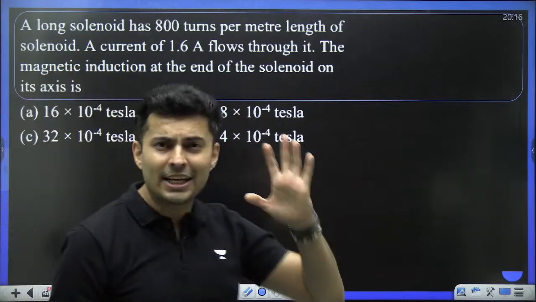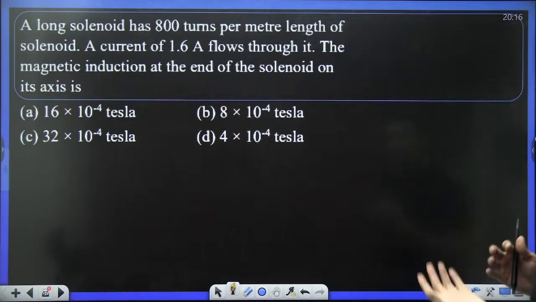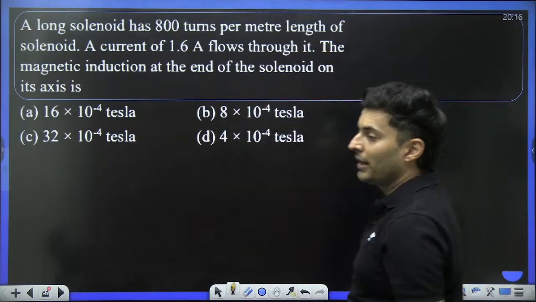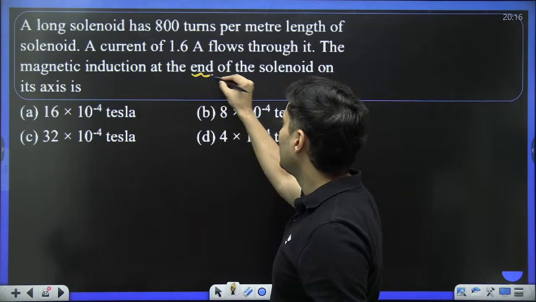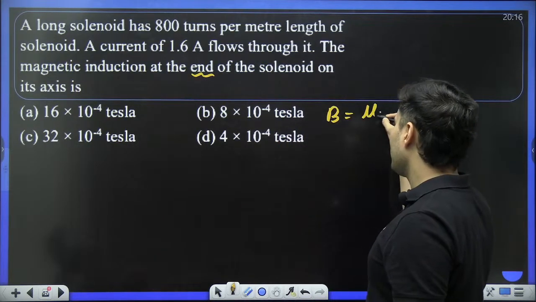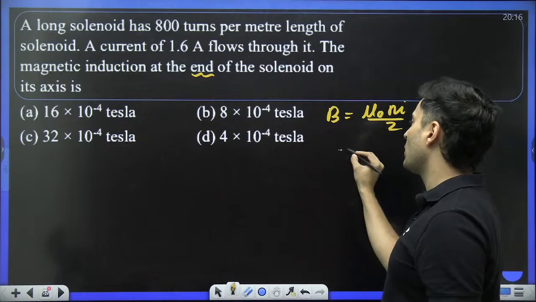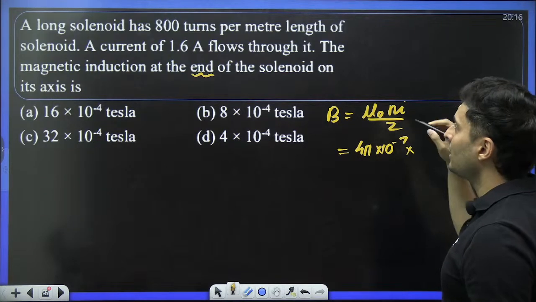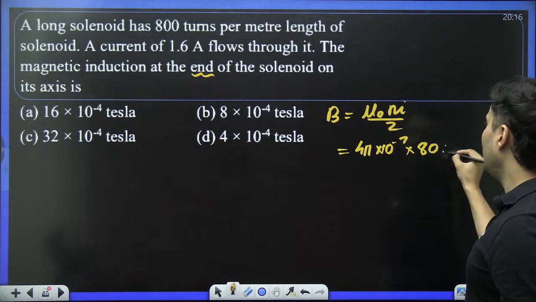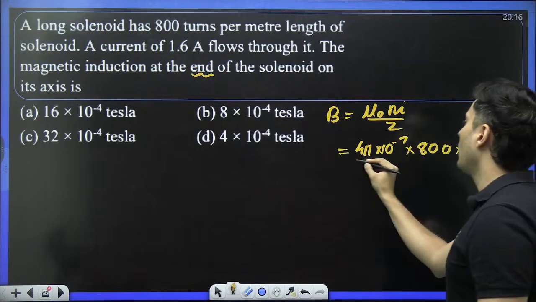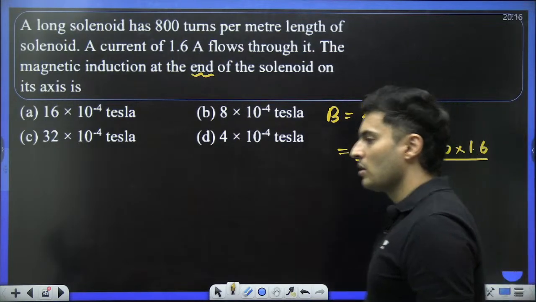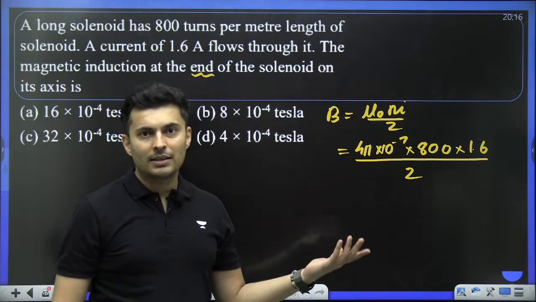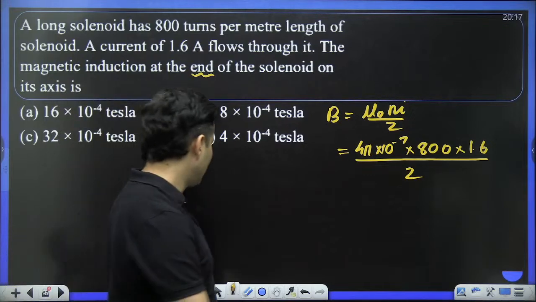Long solenoid having 800 turns per unit length, current is this much, magnetic field at the end of the solenoid, be careful, end. So magnetic field at the end of the solenoid is mu naught Ni by 2, that's all. So substitute, mu naught is 4 pi 10 to the power minus 7, number of turns 800, current 1.6, whole thing divided by 2, that's all guys. So just do the math and see how much you get.